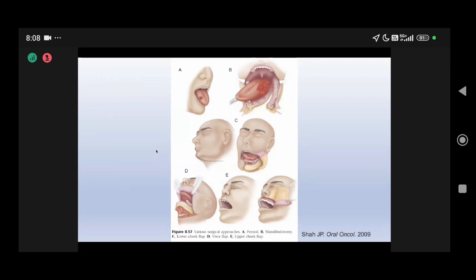The surgery of the tongue tumors can be approached through various accesses. When the oral cavity has no submucous fibrosis and the tongue can be protruded nicely, then the transoral approach can be used. In certain cases, with the limited mouth opening, you may need a mandibulotomy or a skin flap, like a hemiskin flap, a visor flap, or an upper cheek flap.